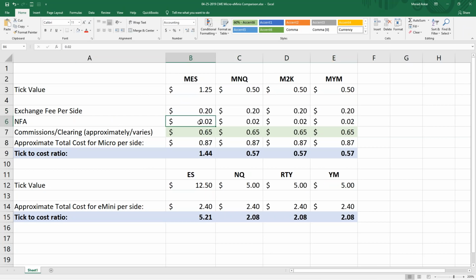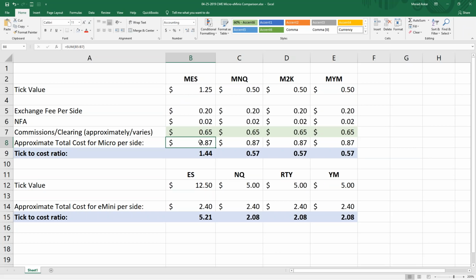Okay, then for non-members, you'll be paying a regulatory fee of 2 cents per side. You're already paying that. And then commissions are expected to be, look, I'm not your broker. I don't know what brokers are going to charge for this, but assuming a reasonable commission and clearing fee would be 65 cents or so. So the approximate cost will be 87 cents per side. That's what it's expected to be.